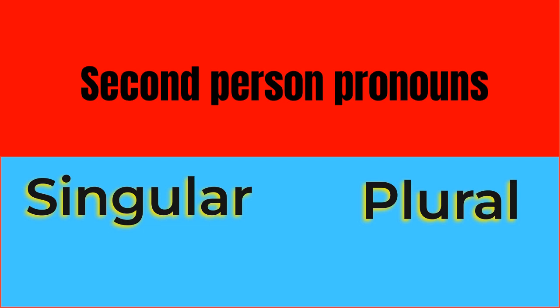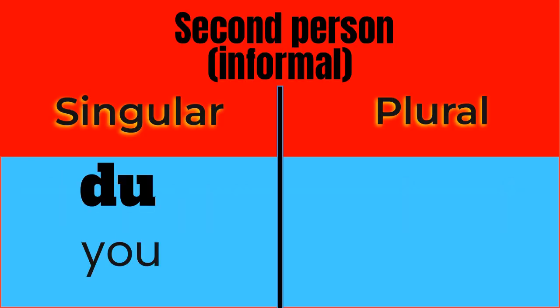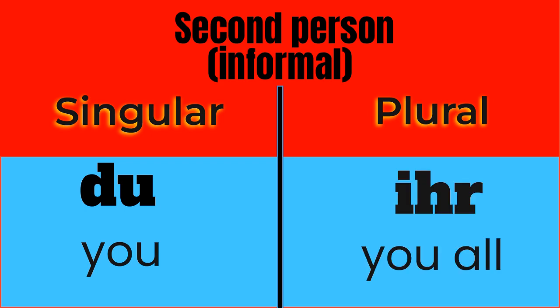Second person pronouns are used when addressing or referring to the listener or reader directly. There are also singular and plural forms of second person pronouns. Singular, used when referring to one person. Plural, used when addressing or referring to a group of people. Du, ihr.